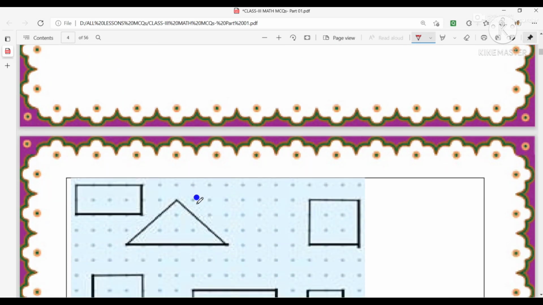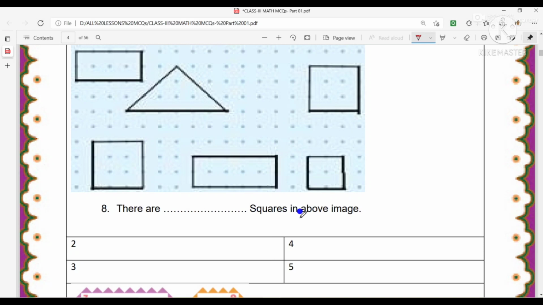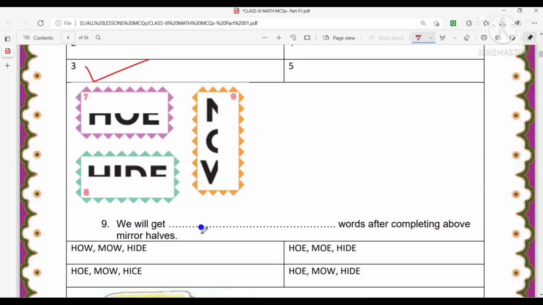Next, there are dash squares in the above image. 1, 2, 3. So 3 squares. We will get dash words after completing the above mirror halves. Here we will get HOE, right? Here you will get MOW, and here you will get HID, hide.